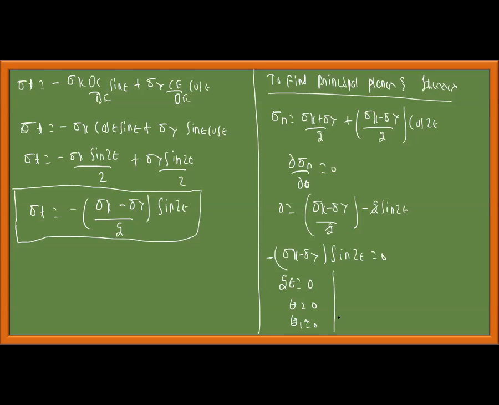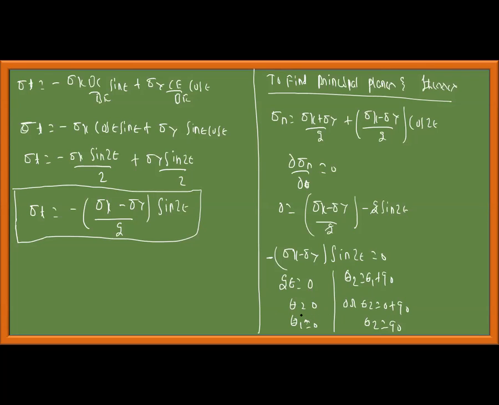Okay, the first principal stress and the second principal stress are 90 degrees to each other. Theta 2 is equal to theta 1 plus 90, or theta 2 is equal to 0 plus 90. Theta 2 is equal to 90. You can substitute in this sin 2 theta. If you substitute theta 1 equal to 0, this entire term will be 0, then sigma 1 will come maximum. We'll discuss that. And for theta 2 equal to 90, sin 180 is 0.